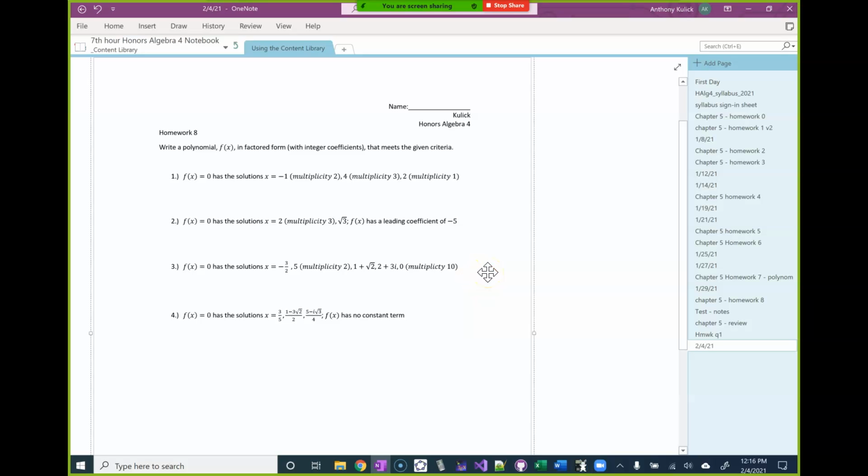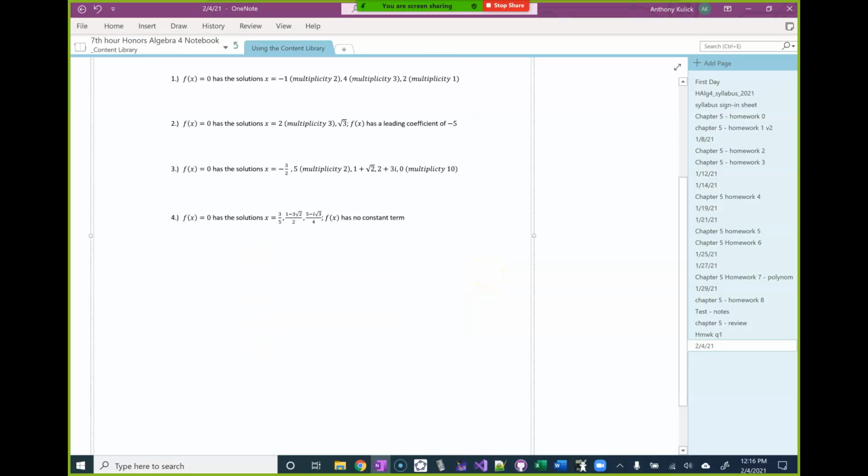Okay, so we have the solutions x equals -3/2. So if I add that over, I have x plus 3/2 is one factor. I have 5 with a multiplicity 2, so that means I'm going to get it twice. So I'll have x minus 5 equals 0, and I'll have 2 of those.